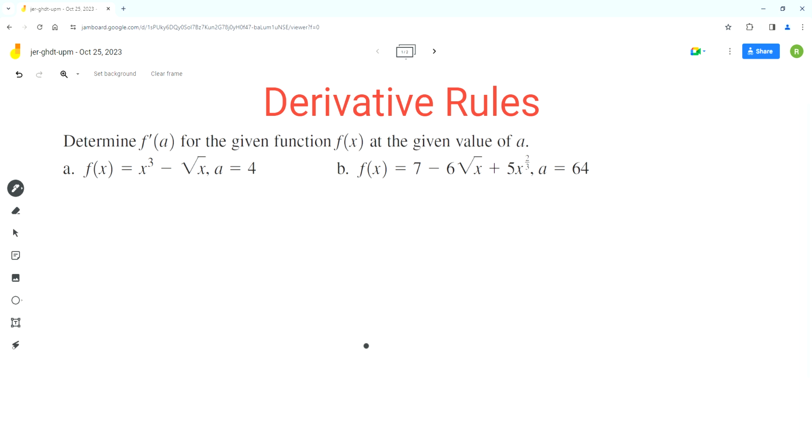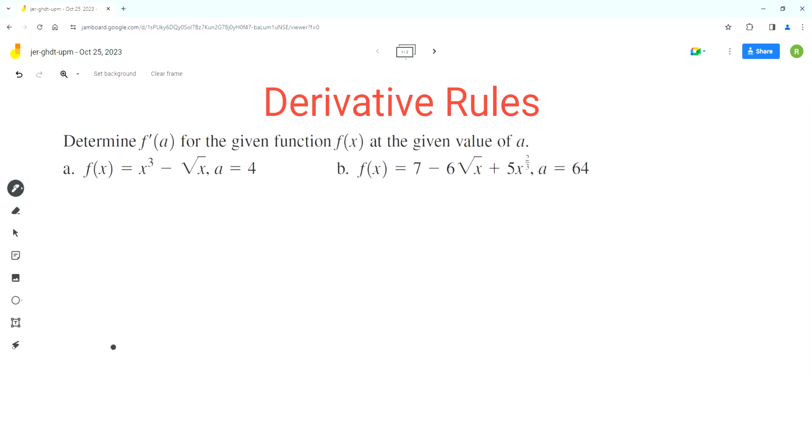So in this video, we'll use the derivative rules to find the derivative of these given functions. As per the problem, determine f prime at a for the given function f of x at the given value of a. We are given two functions in parts A and B, and we have to find f prime of x at the given a value.